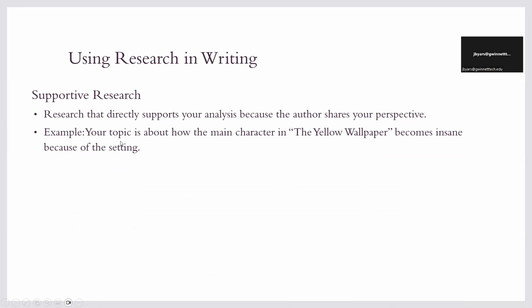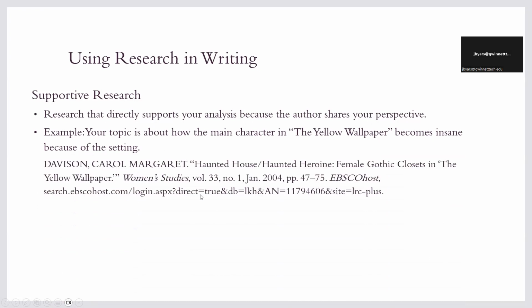So let's say, for example, your topic is about how the main character in the yellow wallpaper becomes insane because of the setting. Well, if I found this article, and I know your citations will tell me if your article comes from Galileo, because it will say EBSCO. This tells me that it has come from Galileo. So as long as I see that EBSCOhost, it's a good source.